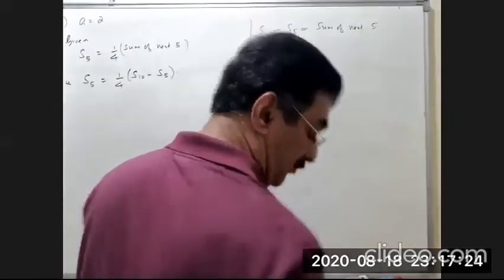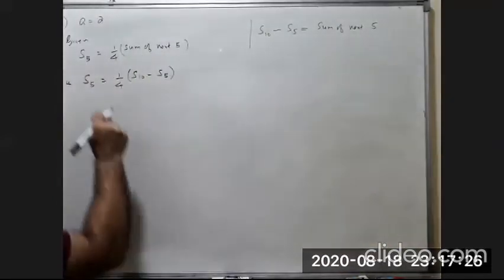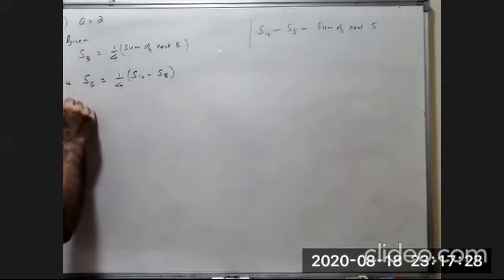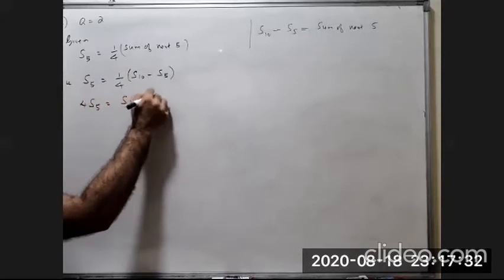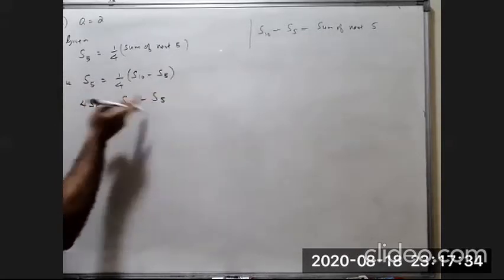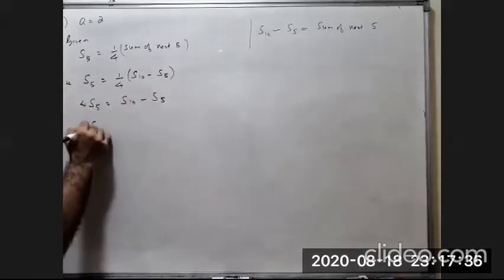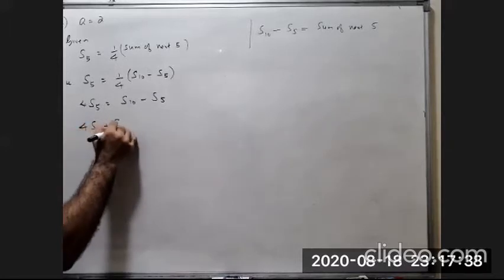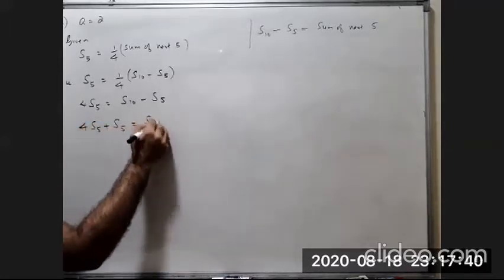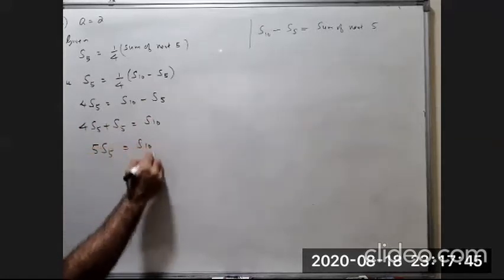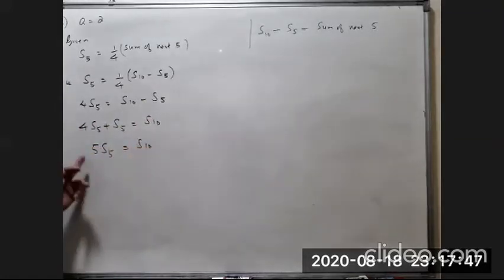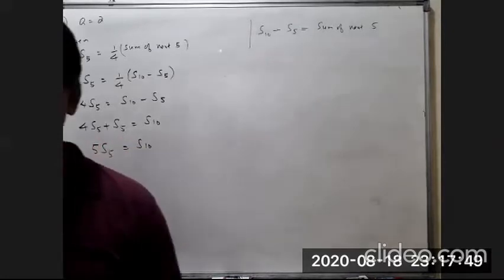From this, let's simplify. Cross multiplying, 4 S5 is S10 minus S5. Take this S5 to the left hand side: 4 S5 plus S5 is S10. So 5 S5 is S10. We got the relation between two sums.